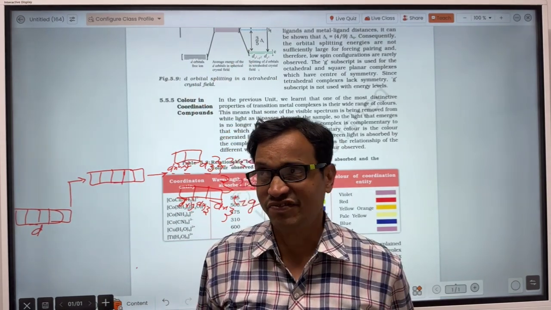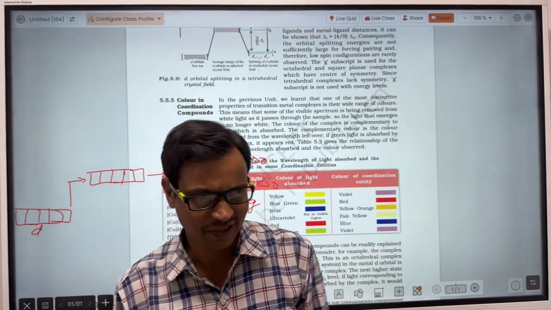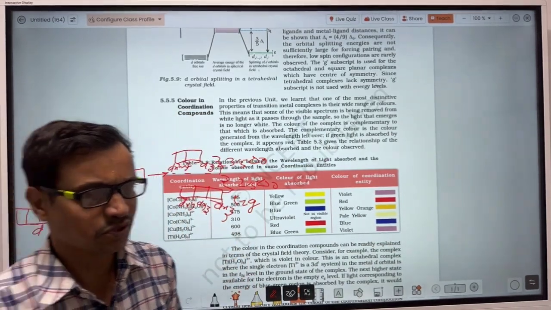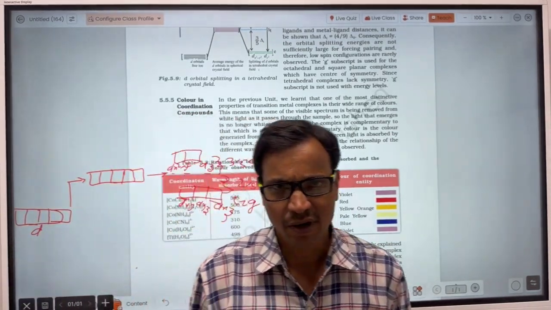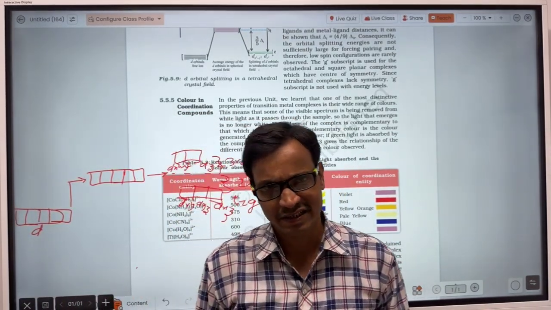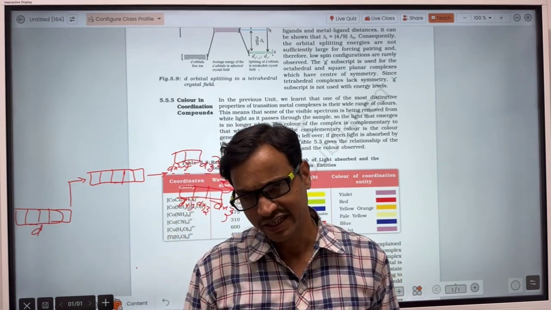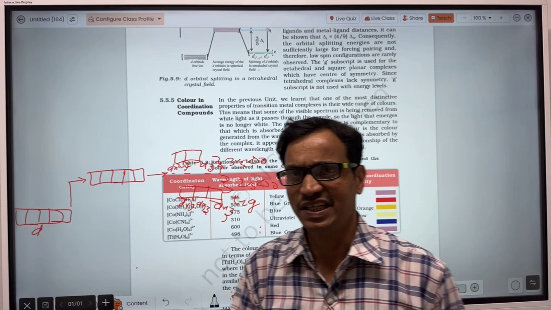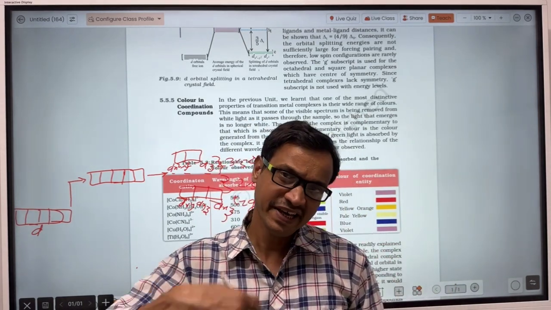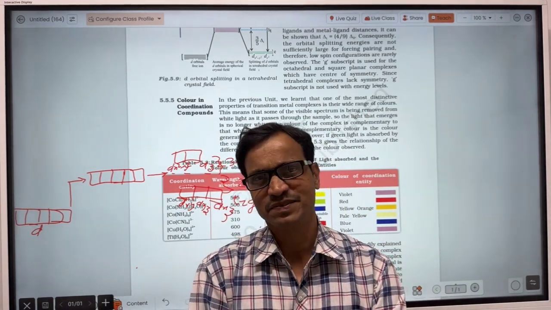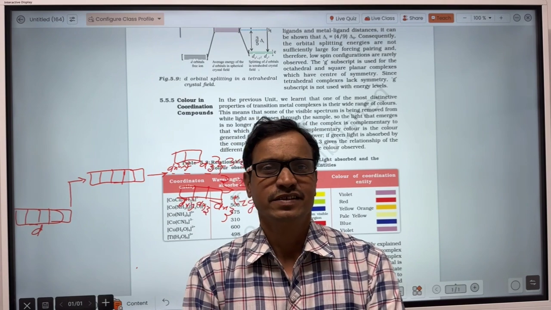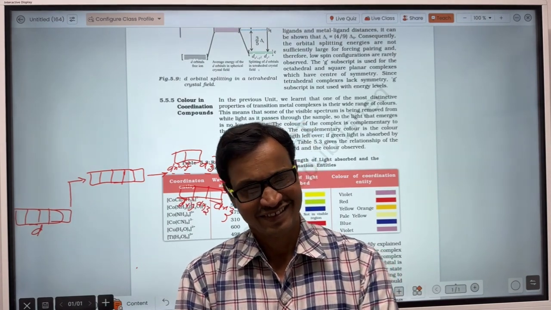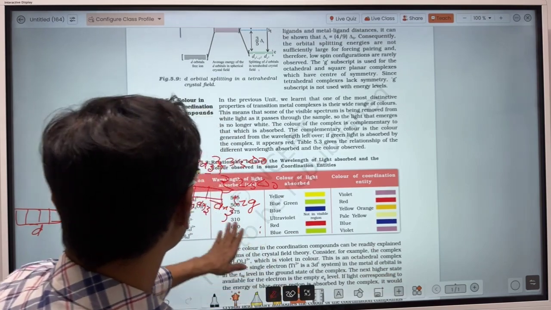When white light falls on the coordination compound, then the electron present in the T2g energy level absorbs some of the energy and jumps into the Eg energy level. The remaining portion of light reflects back, and that will fall in a particular color. That was about the octahedral complex.